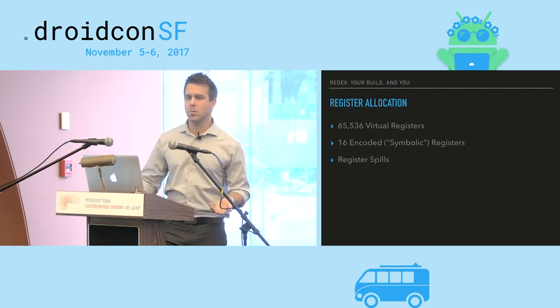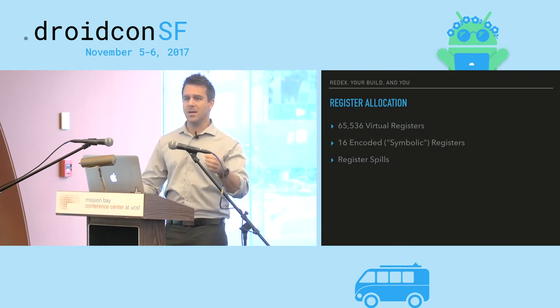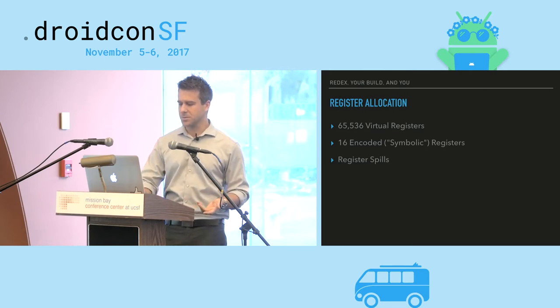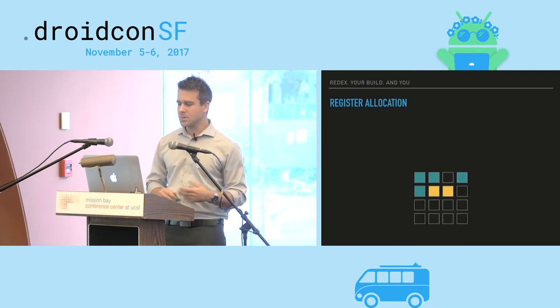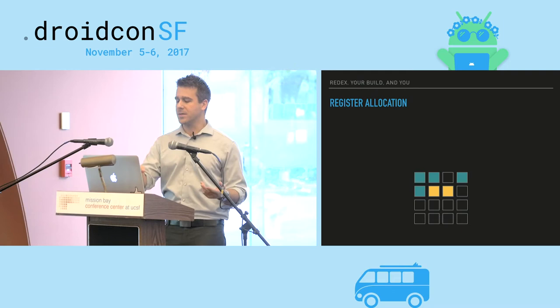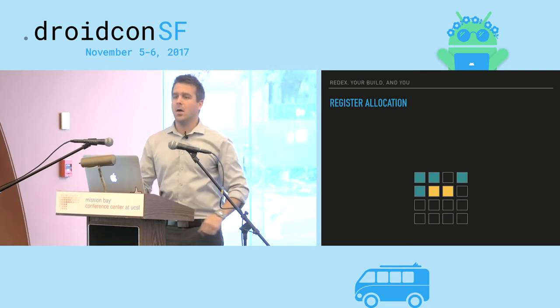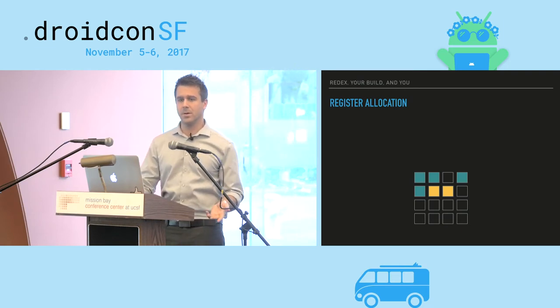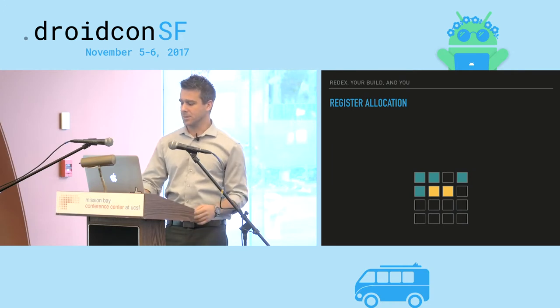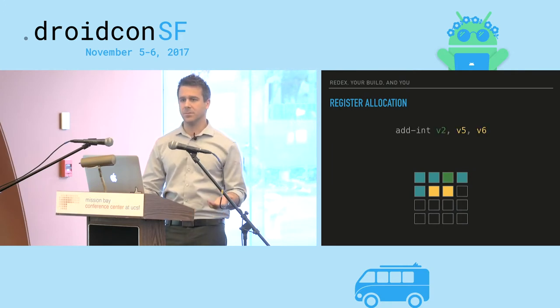So if a function uses more than these 16 registers at once, and it needs to use a symbolic instruction, you have something called a register spill. I have an example here. If these are my 16 registers, and I want to add the two yellow values together and put the result somewhere in my function, this is a Dalvik instruction for adding two integers. Add-int v2 is the destination, so it'll go into the green one, and then we're going to add the two yellow ones together.